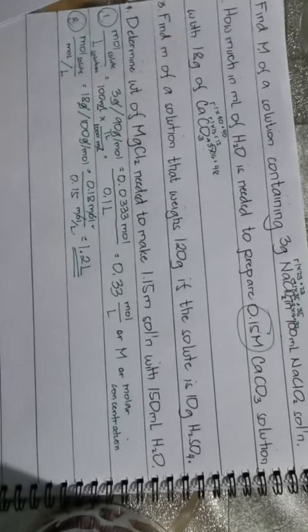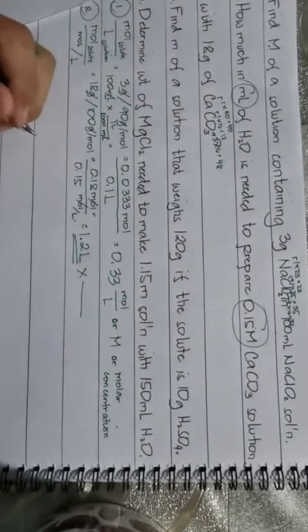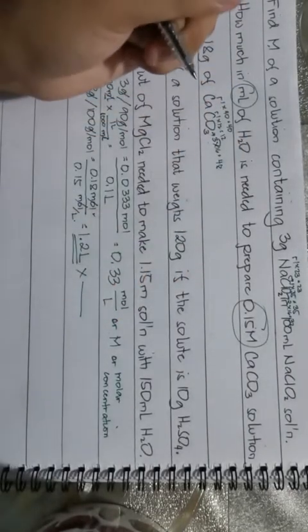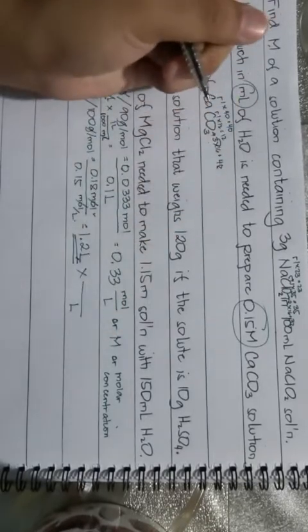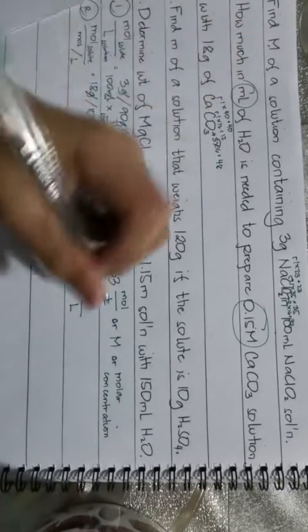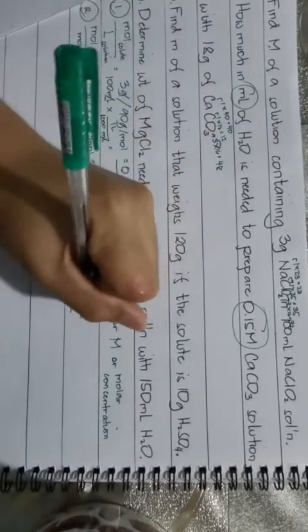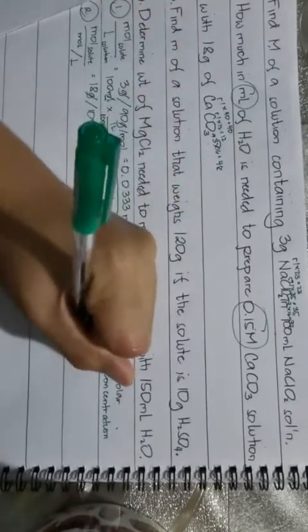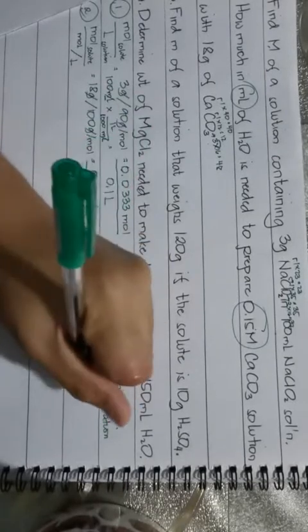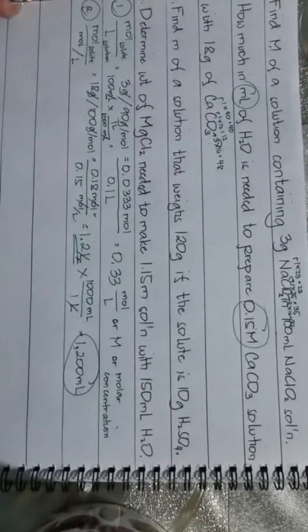Yun nga lang kasi, ang hinahanap dito sa question ay milliliter. So, we have to convert this to milliliter. Now, in 1 liter, there are 1,000 milliliter. Since liter yung nandito sa baba, our liter should be our denominator. At sa isang liter, ito ay equivalent ng 1,000 milliliter. So, cancel liter. So, 1.2 times 1,000 is equal to 1,200 milliliter. So, this is our final answer for number 2.